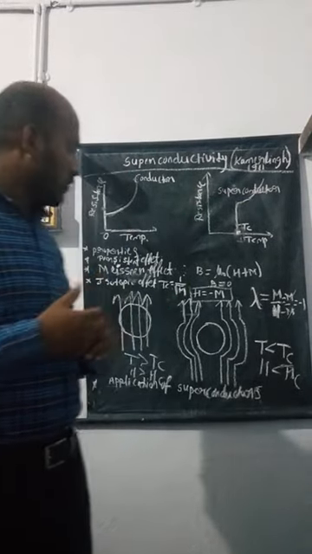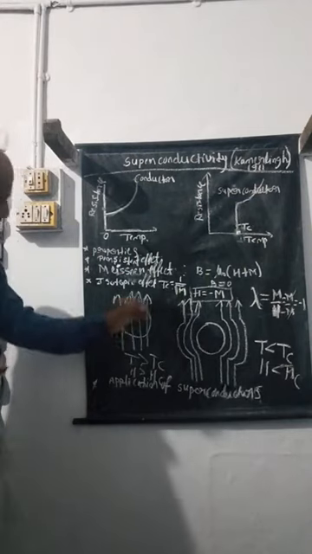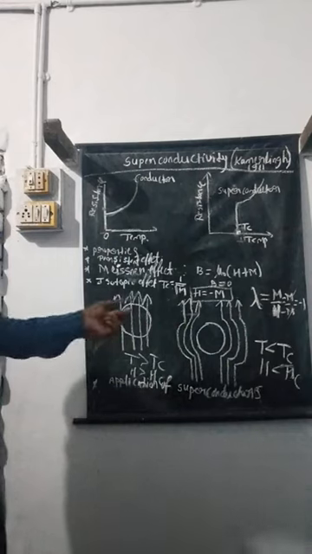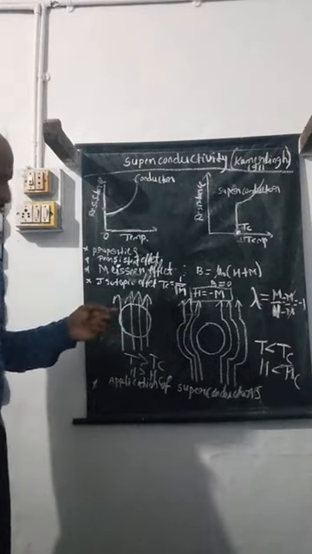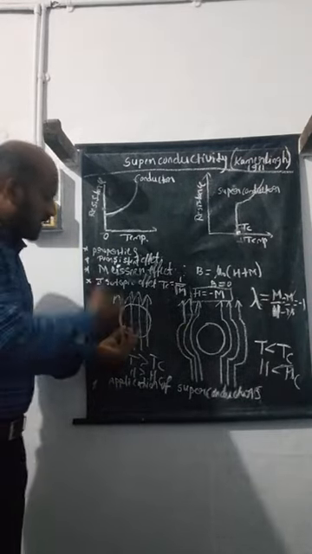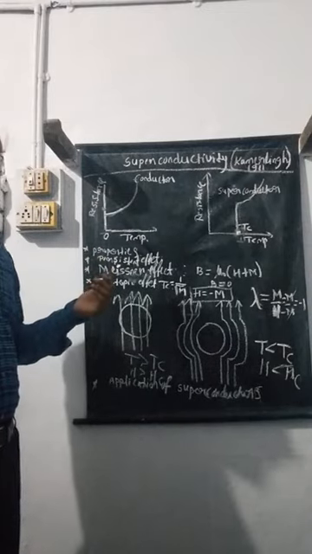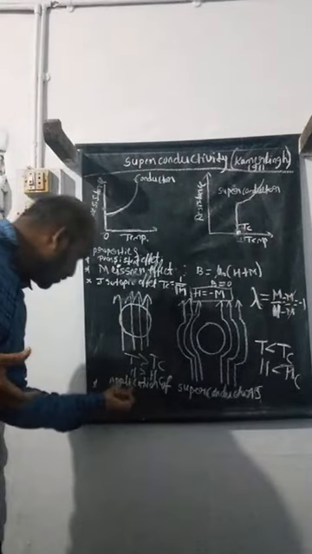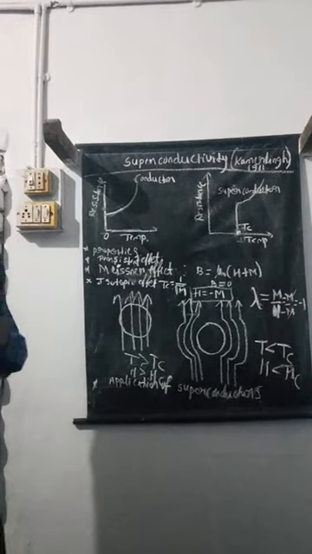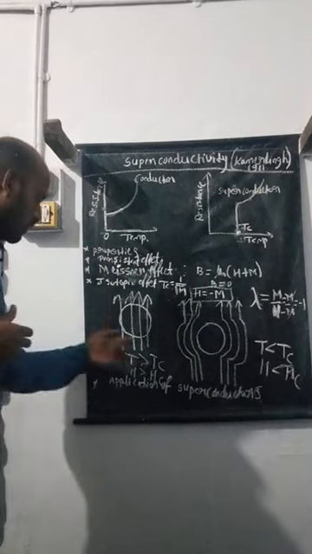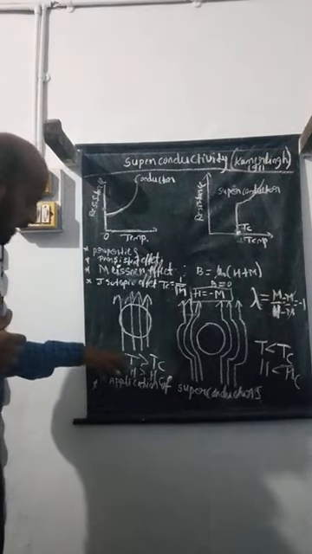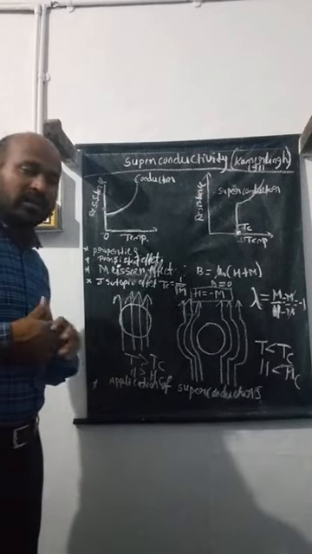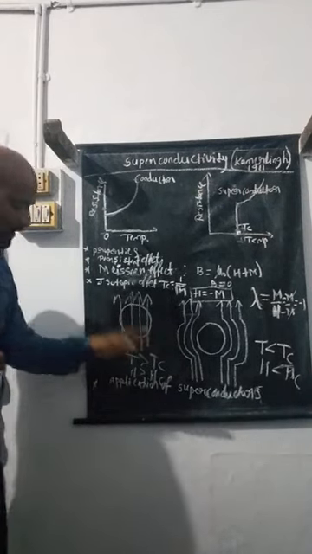I will show it in a diagram. Let us assume this spherical shape is the specimen. I consider a spherical superconductor and place it in a magnetic field. The magnetic field has magnetic field lines, or magnetic flux, passing through this specimen when the temperature is greater than the critical temperature, or normal temperature.